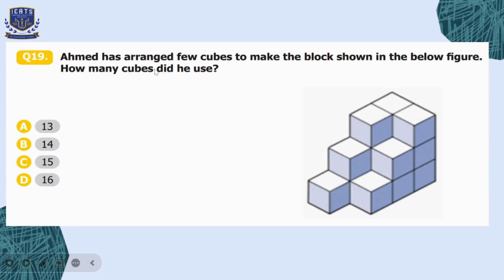Question number 19. Ahmed arranged a few cubes to make the block shown in the figure below. How many cubes did he use? Here we can see that there are 3 blocks in the first row, and the number is the same for the next 2 rows as well.